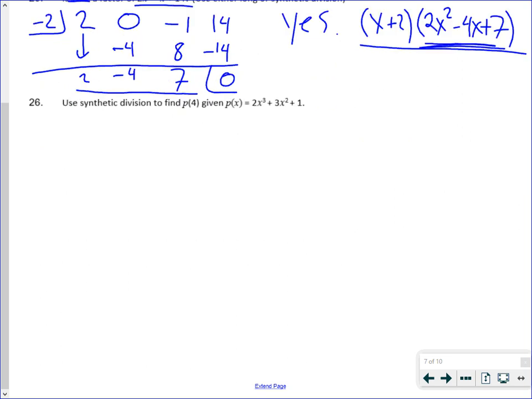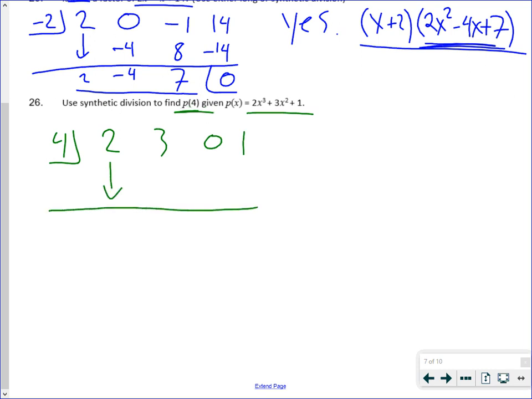26 tells us to use synthetic division to find p of 4 given p of x equals 2x cubed plus 3x squared plus 1. So that's our remainder theorem. If you don't remember, it tells us that whenever we need to find the value of a polynomial at a certain number, we can use synthetic division with a being that number. So instead of plugging 4 into 2x cubed plus 3x squared plus 1, we can set 4 as our a value and divide using that polynomial. So our terms are 2, 3, 0, and 1.